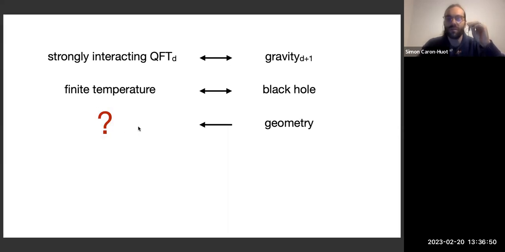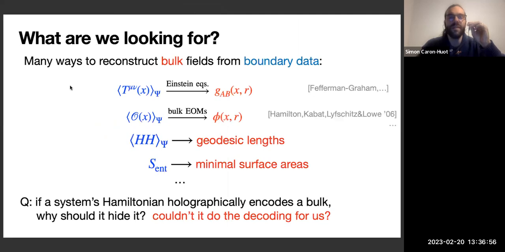We're not the first people to think about this problem. There are a lot of ideas that go under the name of reconstruction that achieve this. What we do is a bit different, so I want to explain in what way it is different.